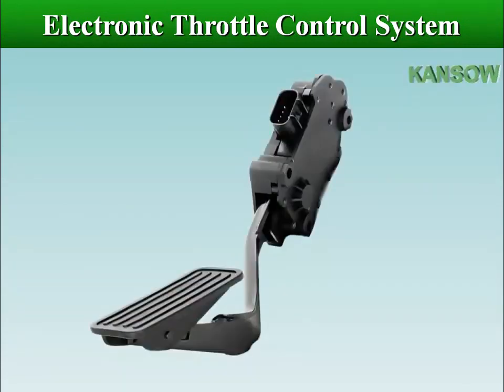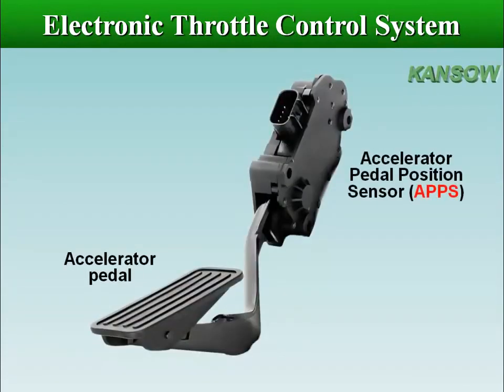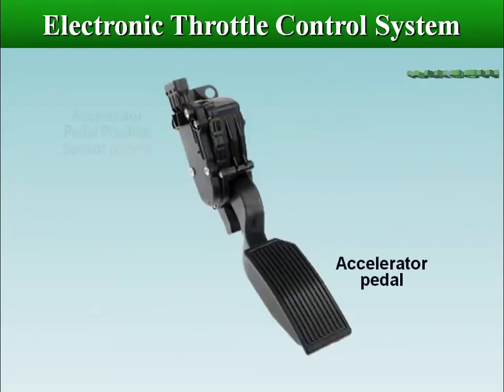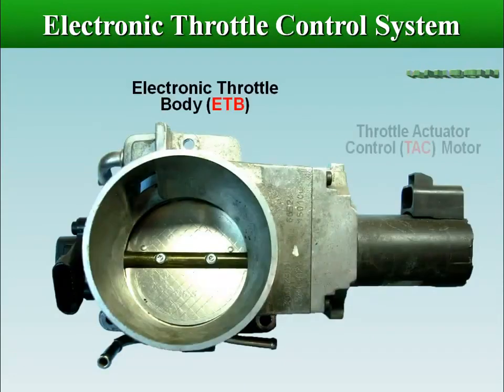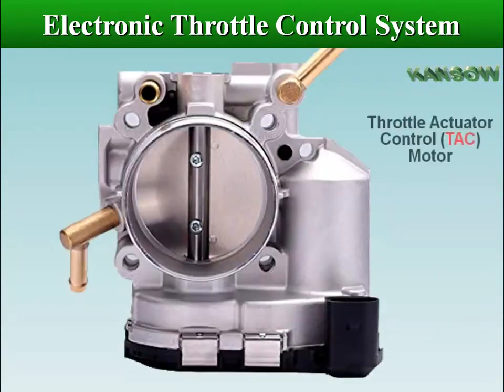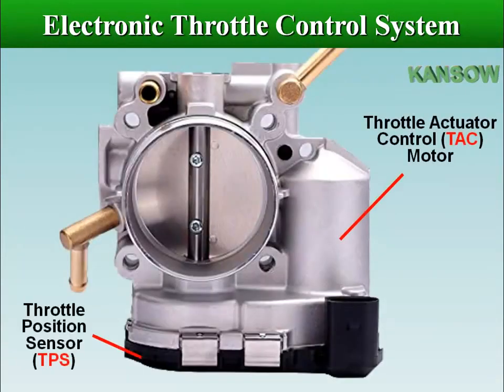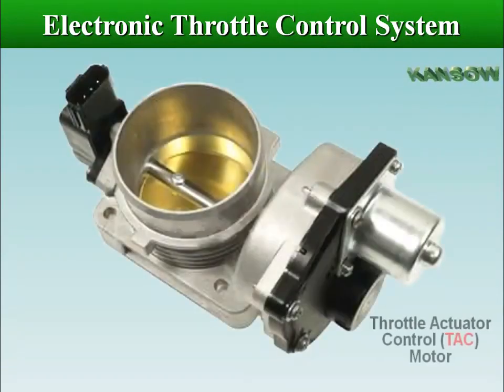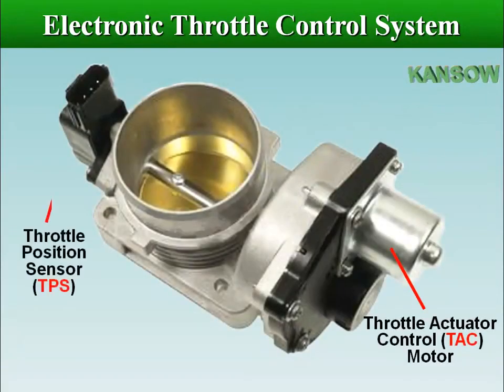In electronic throttle control system, the accelerator pedal opening angle is detected by the accelerator pedal position sensor. The throttle valve opening angle is detected by the throttle position sensor, and the ECM uses the throttle control motor to control the throttle valve opening angle to the optimum amount, in response to the amount that the accelerator pedal is depressed.